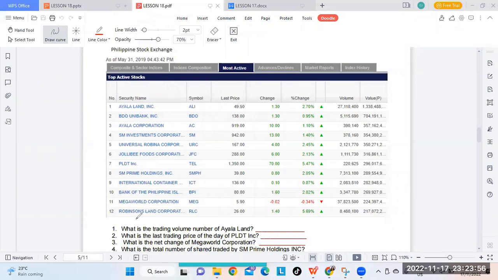Okay, so for question number 1, what is the trading volume number of Ayala Land? So let's look for Ayala Land. Okay, so nandun siya sa number 1. And Ayala Land, we are looking for the trading volume. So nasa symbol, last price, change, percent change, ayun, we have the volume. So we have 27,118,400.